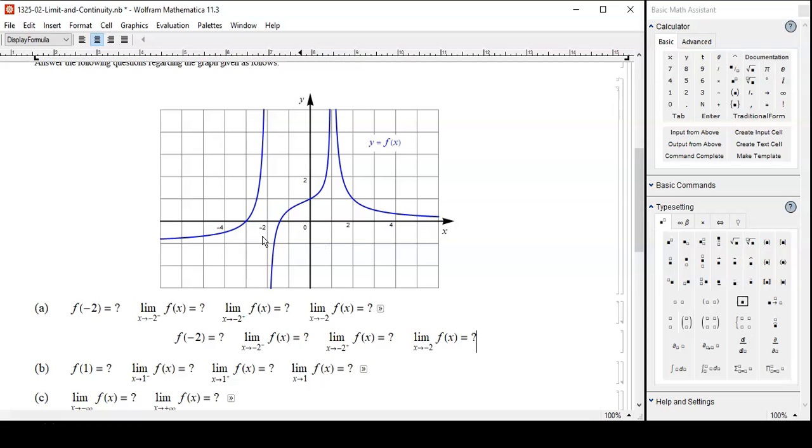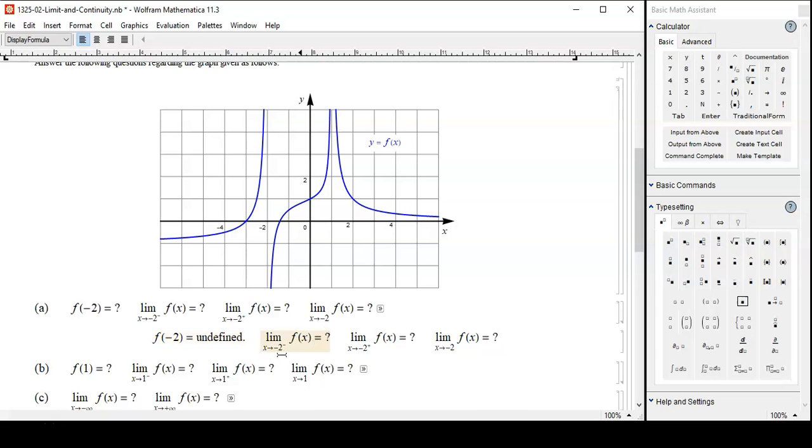F of -2, when x equals -2 here, function value, well, there's no dot. So this is undefined. That was easy. If we had a dot somewhere, right here, for instance, then we can say function value is, say, 2, and we can move on. If there's a dot right here, we can say the function value is 1, and we can move on. Nothing there, so we have to use undefined. Now, let's go to something interesting.